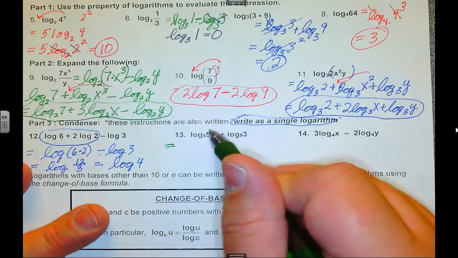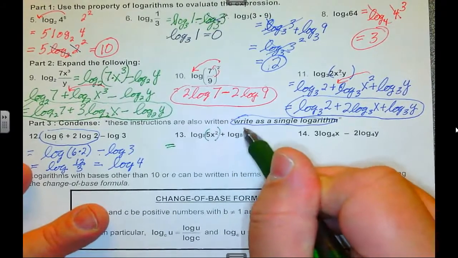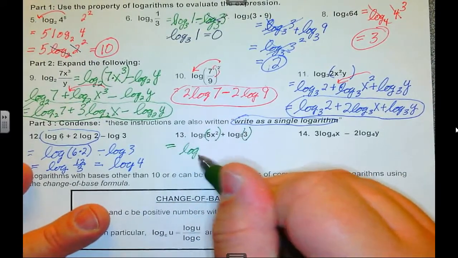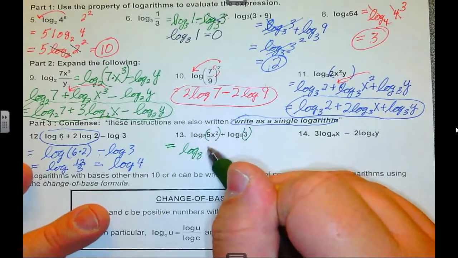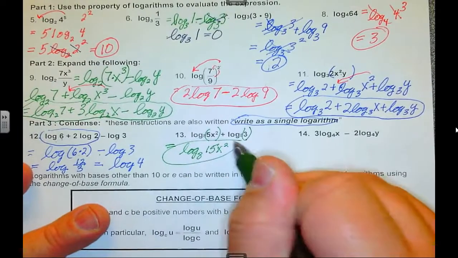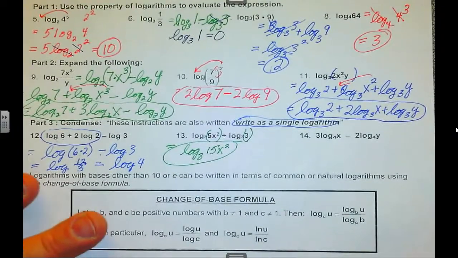Okay, so I have log base 8 plus log base 8, so I'm going to multiply these. I have 5x squared and 3. So this becomes log base 8 of 15x squared. That's it.